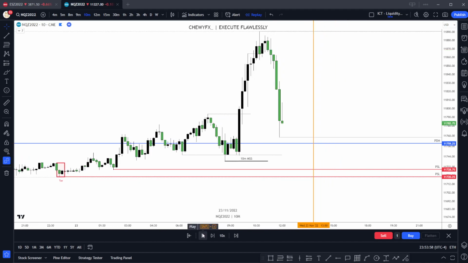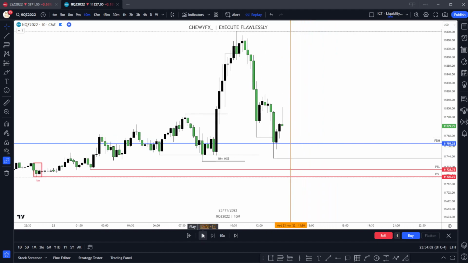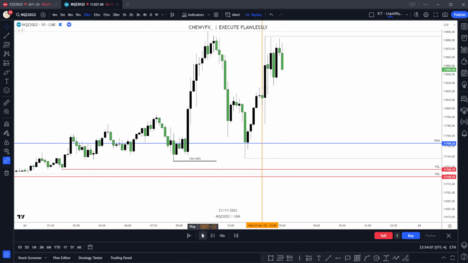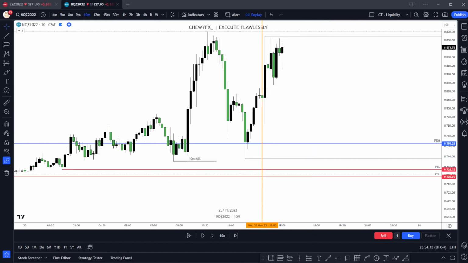It's just kind of looking like a big range, really. Okay. All right. It's nothing again for ES and NASDAQ. Unfortunately, it is what it is.